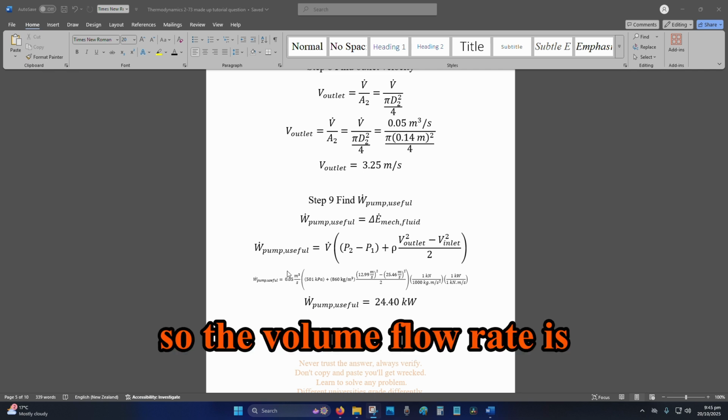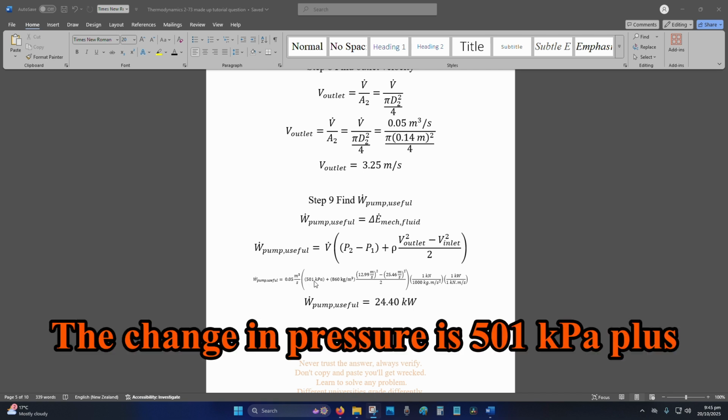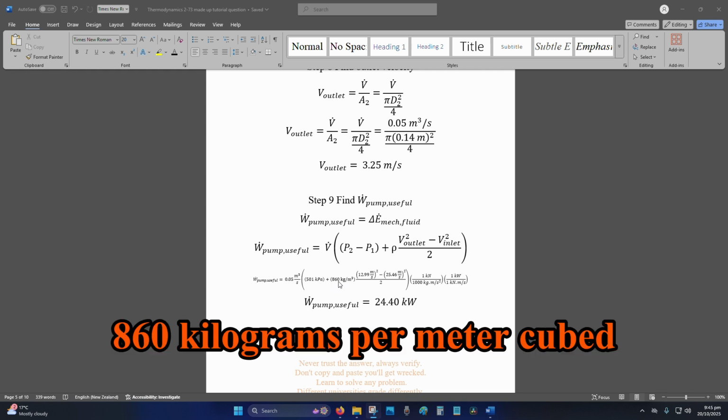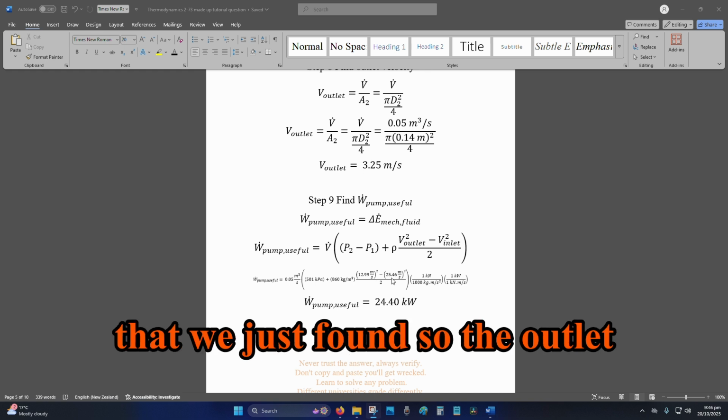So the volume flow rate is 0.05 meters cubed per second. The change in pressure is 501 kPa plus the density, which is 860 kilograms per meter cubed, multiplied by the velocities that we just found.